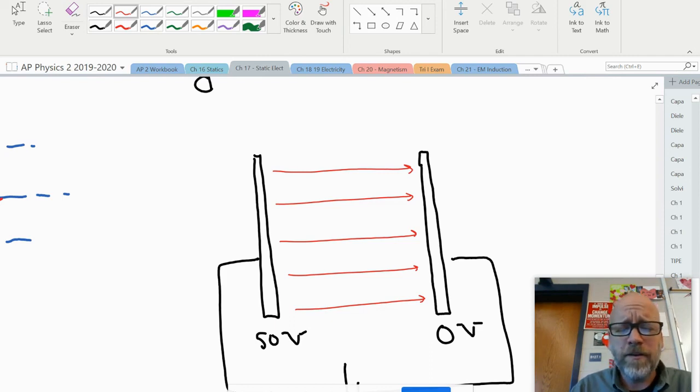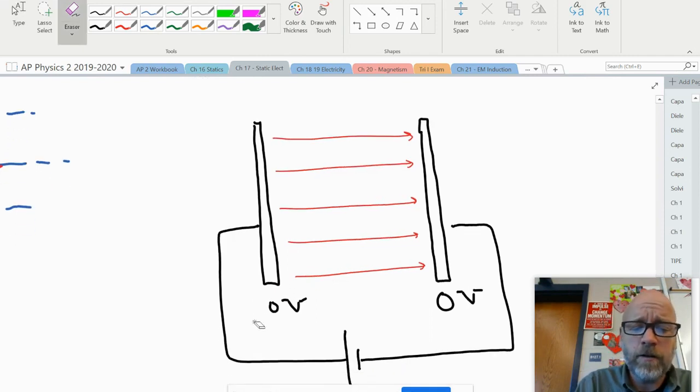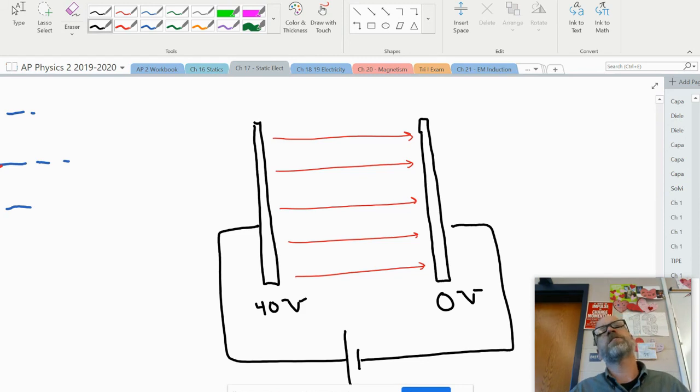Do you guys mind? You ready? I'm going to change that. Relax. Hey, stop moaning. That's why you have an eraser. Let's make it 40 volts. Just makes it easier for me.